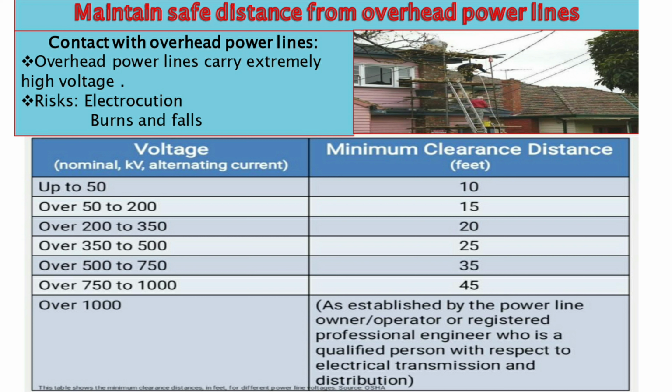Voltage, nominal kV alternating current, and minimum clearance distance in feet: up to 50, 10 feet; over 50 to 200, 15 feet; over 200 to 350, 20 feet; over 350 to 500, 25 feet; over 500 to 750, 35 feet; over 750 to 1,000, 45 feet; over 1,000, as established by the power line owner, operator, or registered professional engineer who is a qualified person with respect to electrical transmission and distribution.